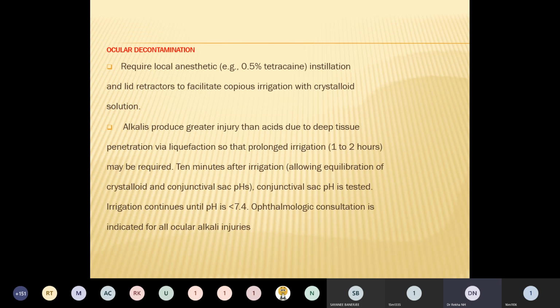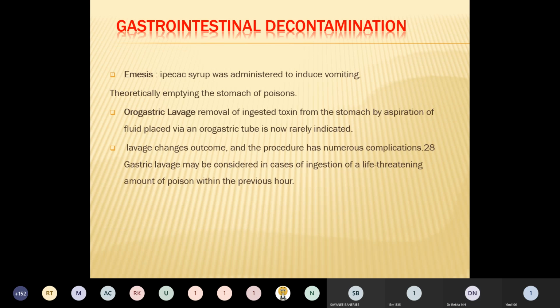Test the conjunctival sac pH 10 minutes after the irrigation, allowing the equilibrium of the crystalloid and conjunctival sac pHs. Irrigation should be continued until the pH is less than 7.4 in case of alkali burns. And we have to ask the ophthalmologist for further examination of the eyes.